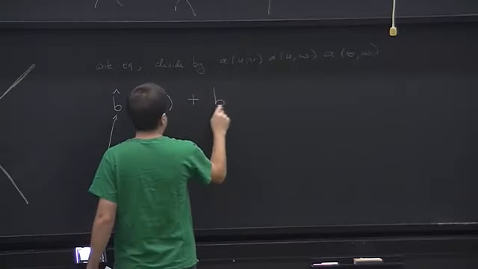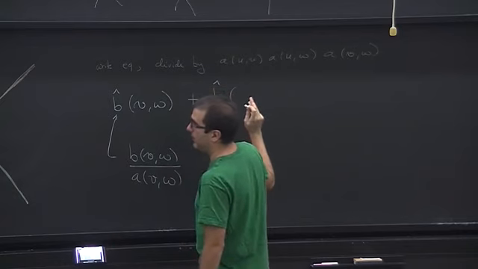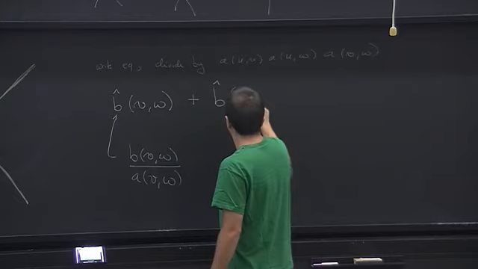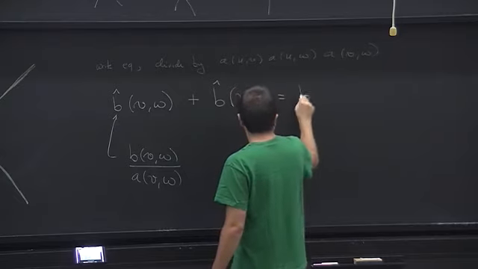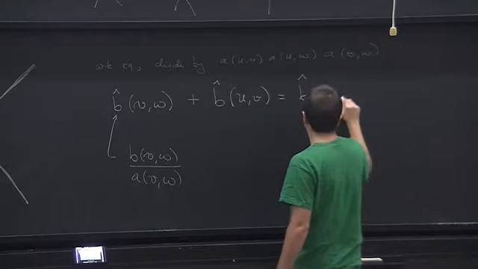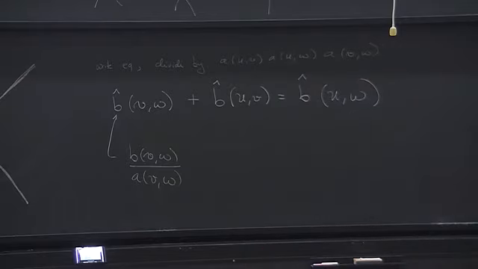Plus the second diagram, B hat of the second B is at UV is equal to B hat of the last one, which is UW. Okay. So this is one equation we get, for example.